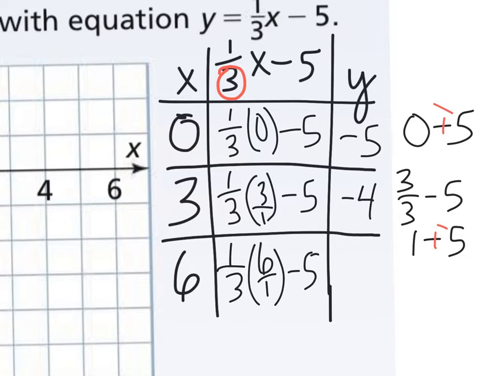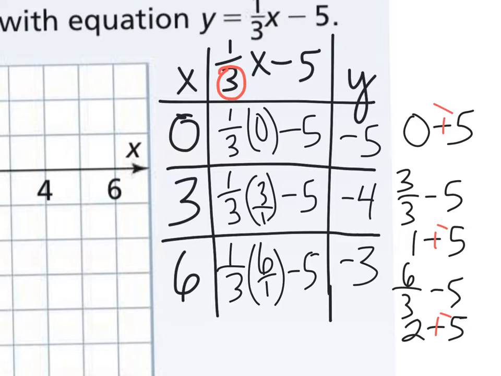And then if you put a 6 in for x, 1/3 times 6 is like 6 over 1. So that'd be 6 over 3. 6 divided by 3 is 2. So we've got 2 minus 5. And again, if you add the opposite, that would be negative 3.